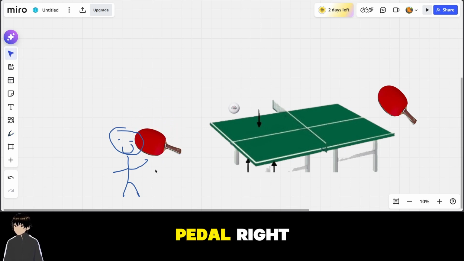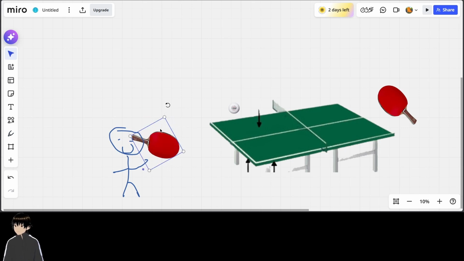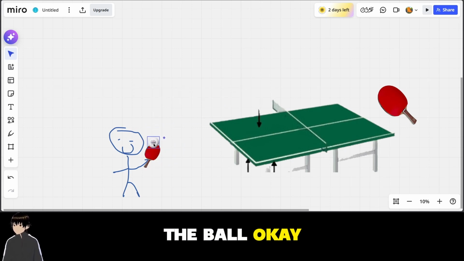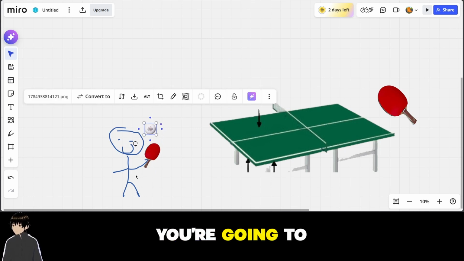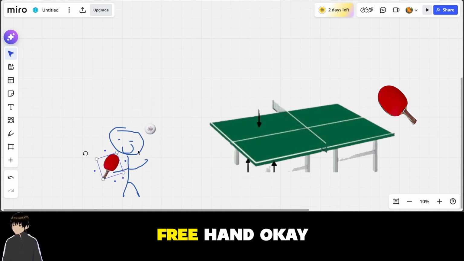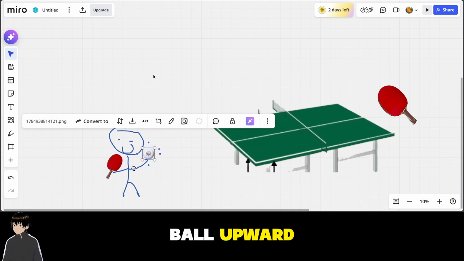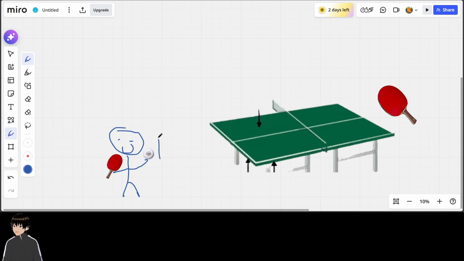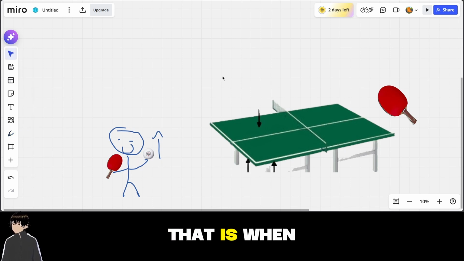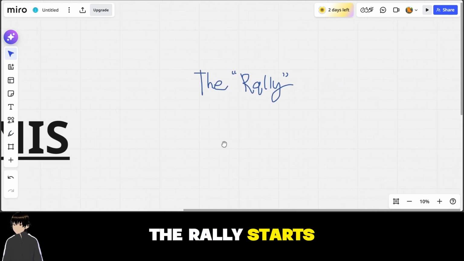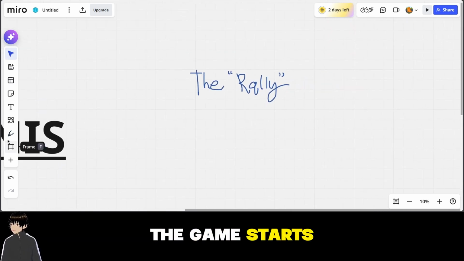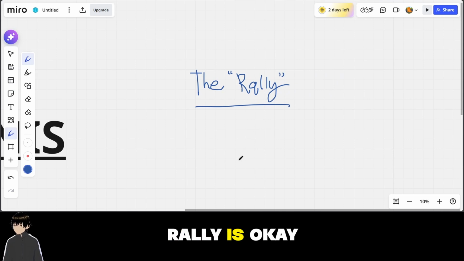Let's imagine you're a player here. You have this paddle, you have the ball. You're going to have to strike the ball. Oh, no, you're going to use your free hand to toss the ball upward. When you toss the ball upward, that is when the rally starts. Basically, that's when the game starts in general. That's what the rally is.